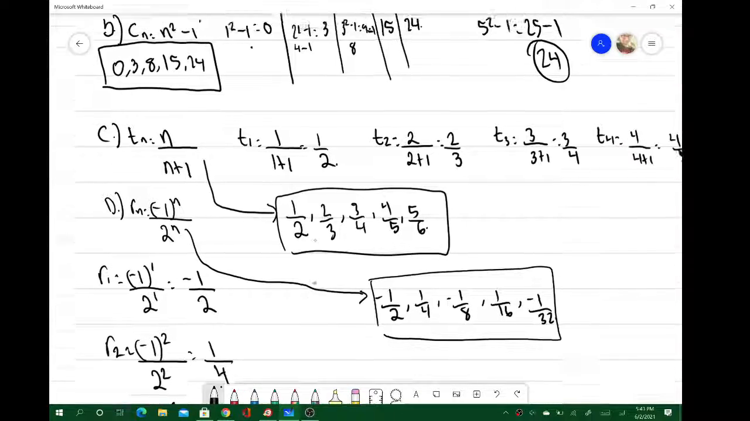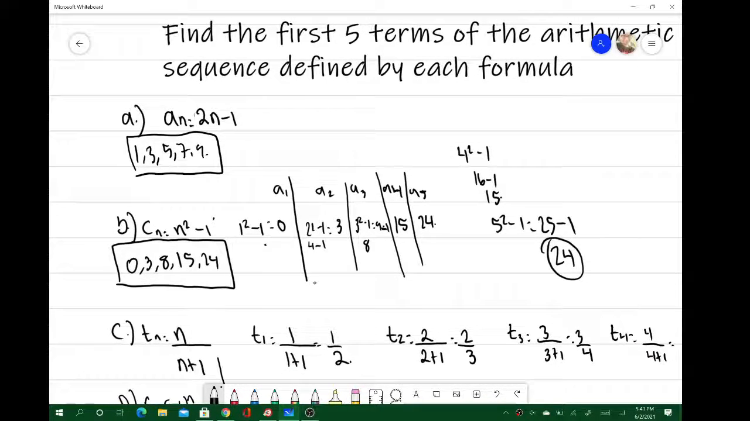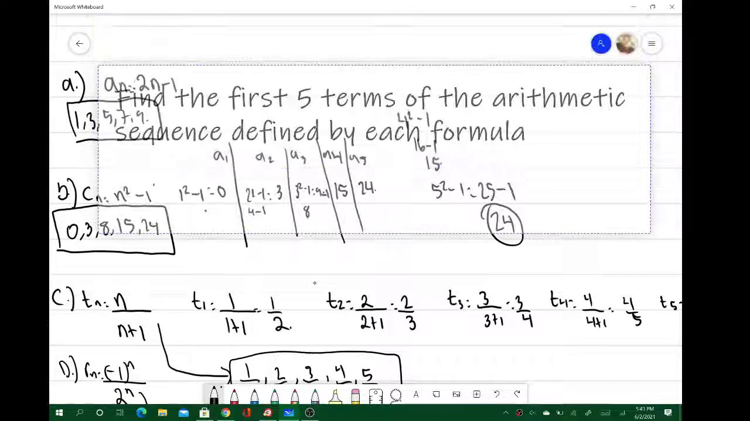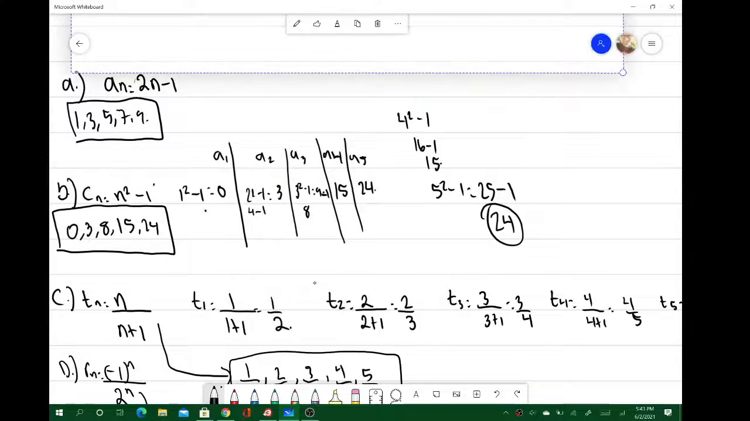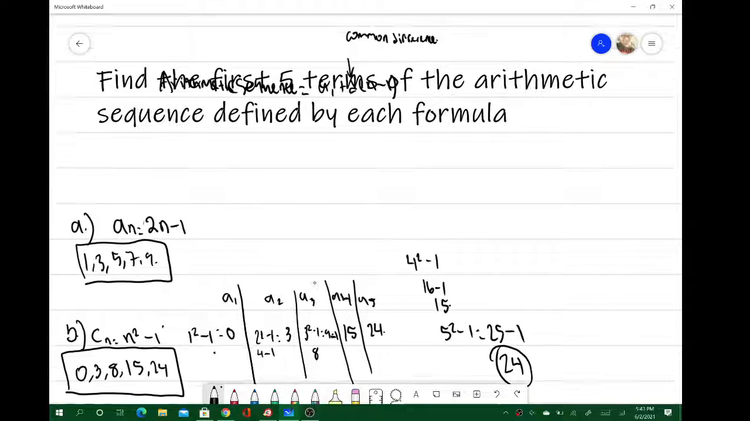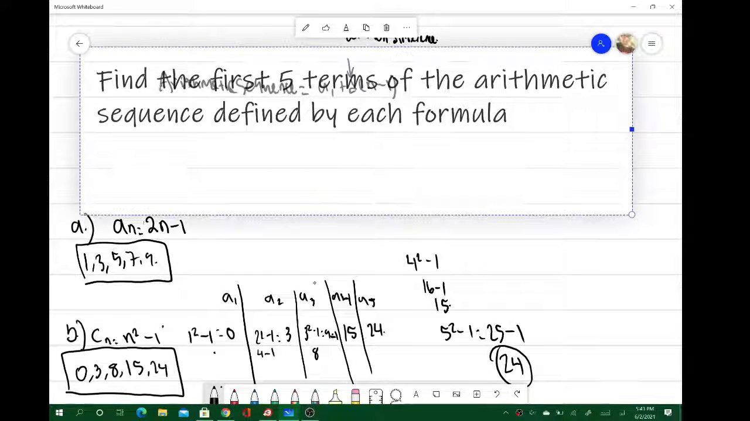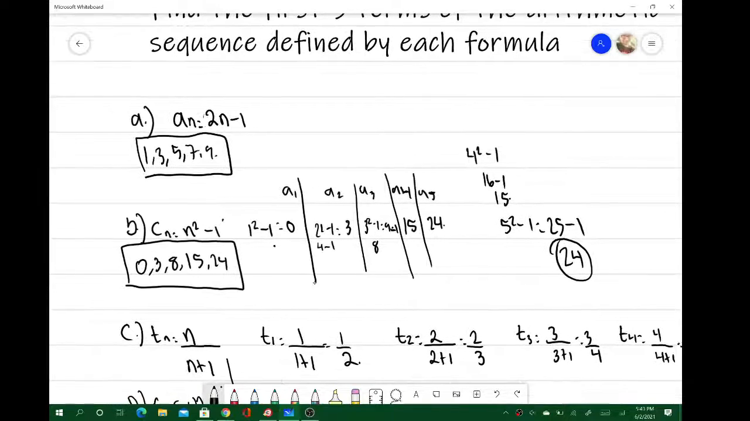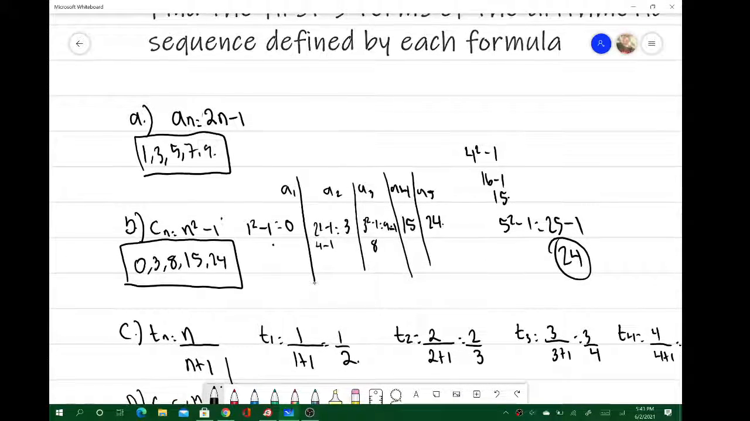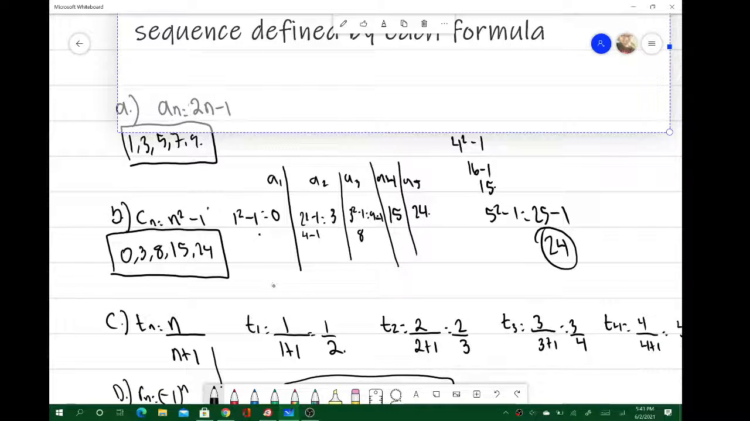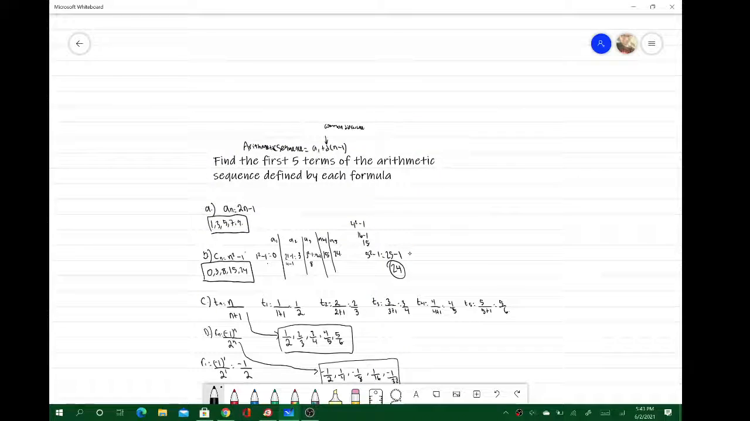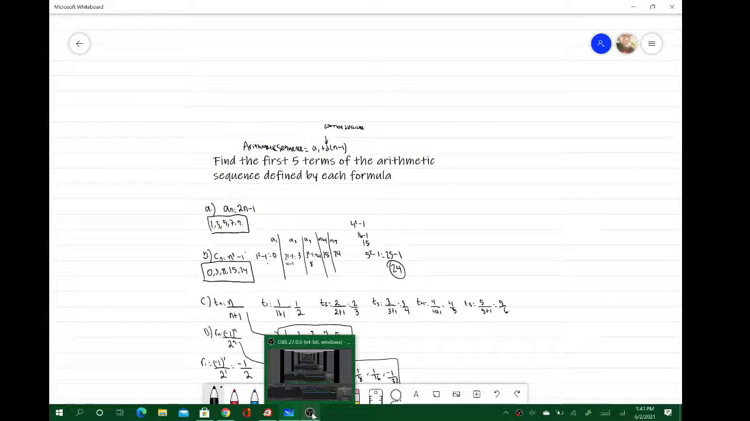And that is how you do this problem, right? When it tells you to find the first n terms, or the first whatever number of terms they give you, you want to make sure that you do a sub 1, a sub 2, a sub 3, a sub 4, etc., for however many terms they want to know.